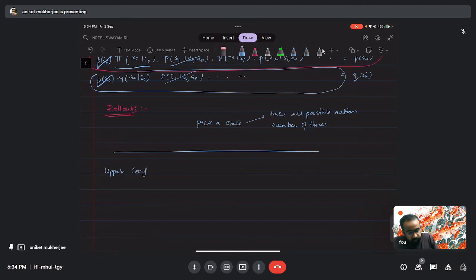The one doubt I have with respect to planning: are we always given the model in planning? That's right.